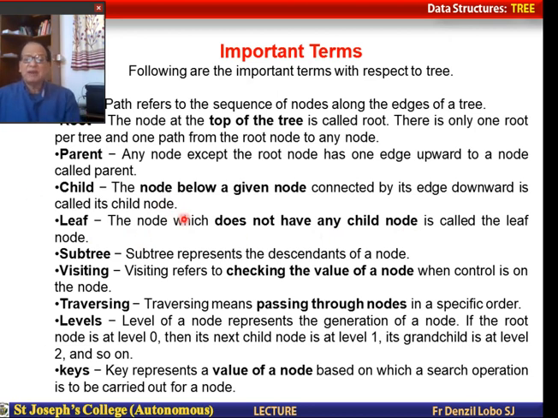Subtree. As I've explained, subtrees represent the descendants of a node. The root is there, it has a subtree. Even this subtree has nodes, and those nodes will have subtrees, etc.